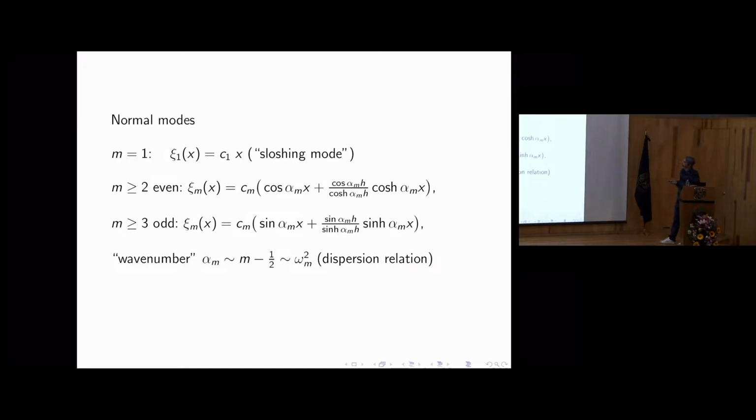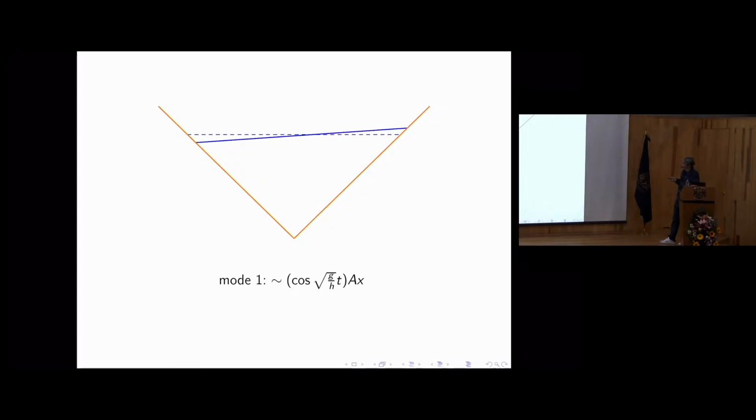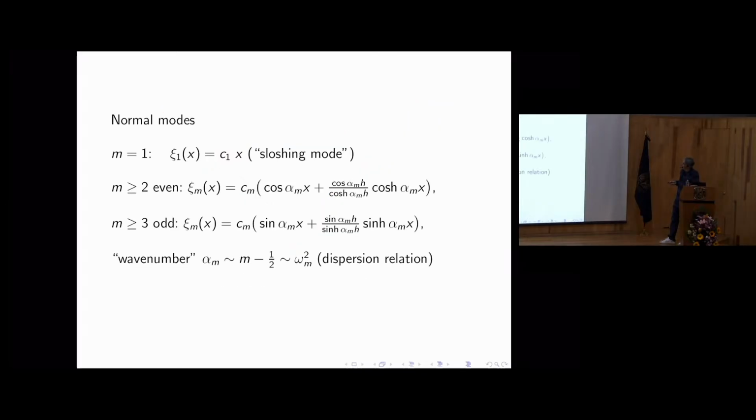First, the lowest frequency mode is actually very simple. It is just this linear function, and it describes motions where the free surface goes like that. It's flat, but it goes up and down. And the higher modes have a trigonometric part and an exponential part, and this exponential part is basically very small in the interior, but it sort of matches these cosines, these trigonometric functions at the edge. So at the boundaries, we have this correction, so to speak.